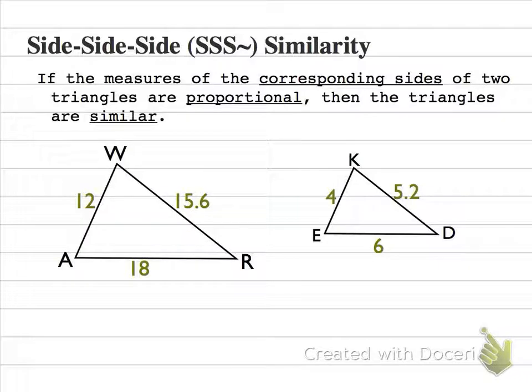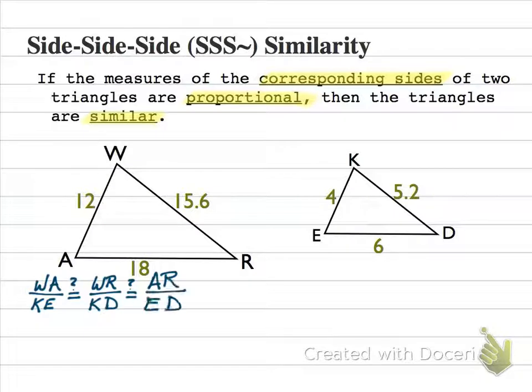Now, this one, you've got to think. Hey, you got a hint right there: side, side, side. So we have to do side proportionality. If the measures of the corresponding sides of two triangles are proportional, then the triangles are similar. So we're going to set up proportions for all of these and see if they are similar.